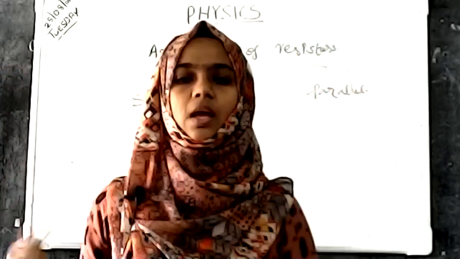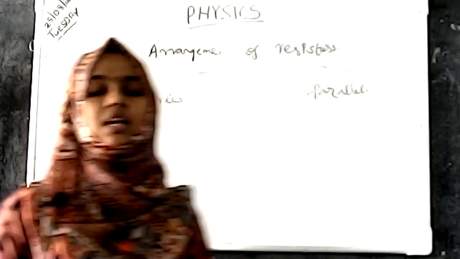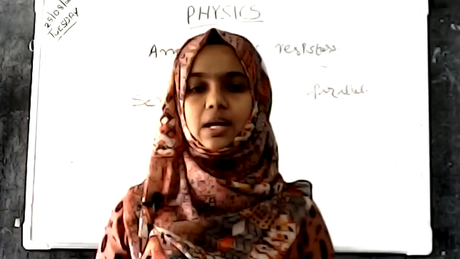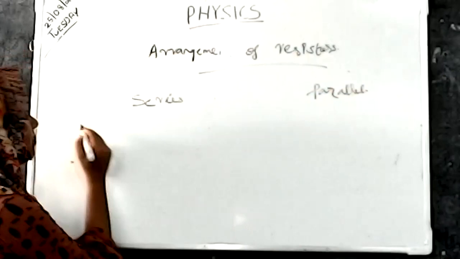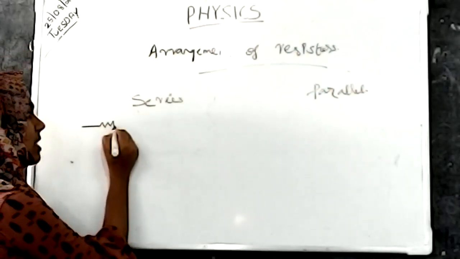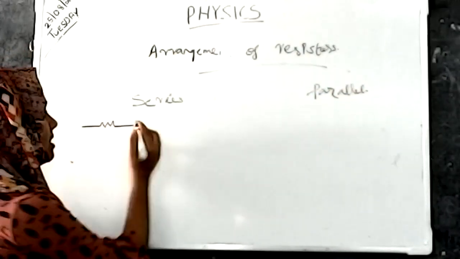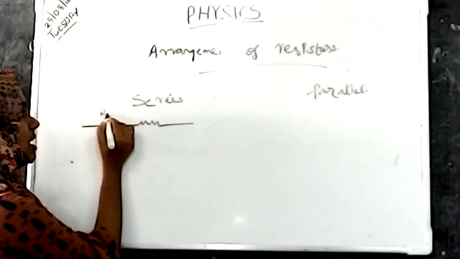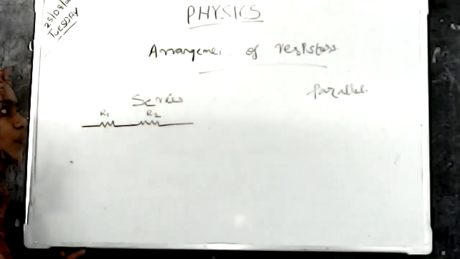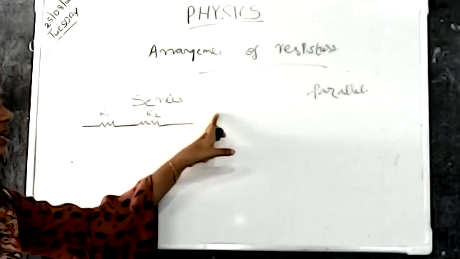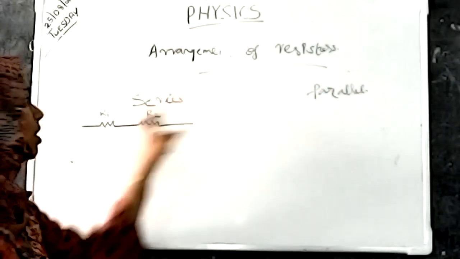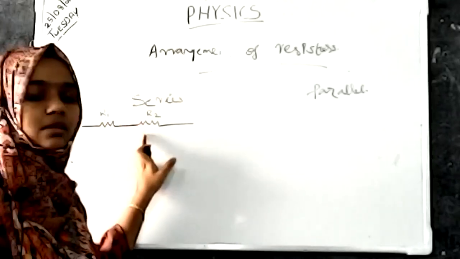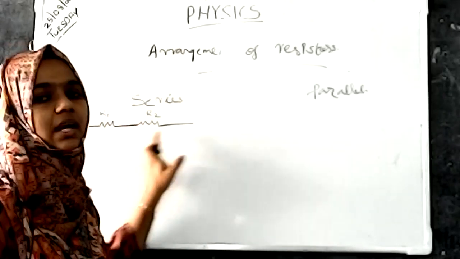Okay. In series connection, we can see that each of the resistors is connected one after another. Like this, one resistor is connected and after this resistor, the next one is connected. This is resistor 1 and this is resistor 2. In series connection, first of all we connect one resistor and at the end of that resistor we connect the other.